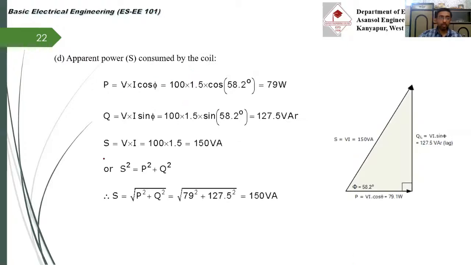Clear? What is the apparent power? First, calculate the active power, P equals VI cos theta, and Q equals VI sin theta. Put all these values in Pythagoras theorem and you will find out the S. Or just voltage value you already know, and current value you also know. Just multiplying those factors you can calculate the S value also. So either way you can solve it. Clear? So this is the power triangle and this one is the angle theta, that is 58.2 degree.